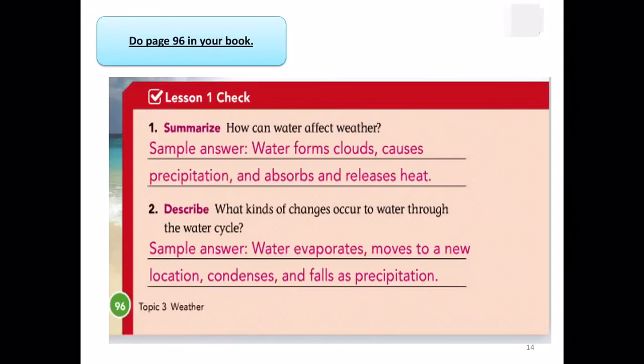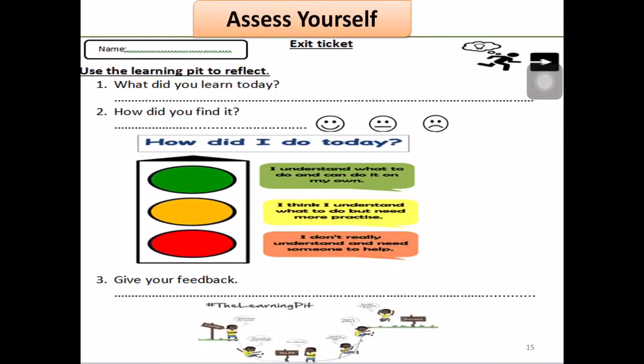Now at the end of the lesson, you should be able to do page 96 in your book. We have the answers for you in the answer key PDF for you to check. And at the end, assess yourself using the learning pit. And how did you find today's lesson?